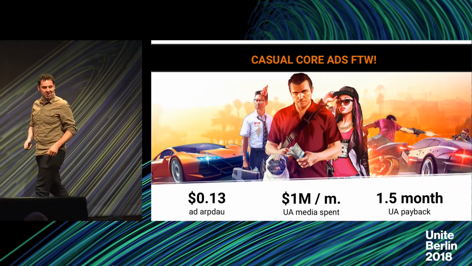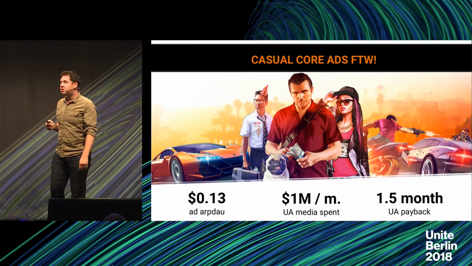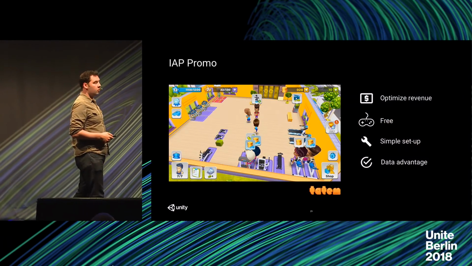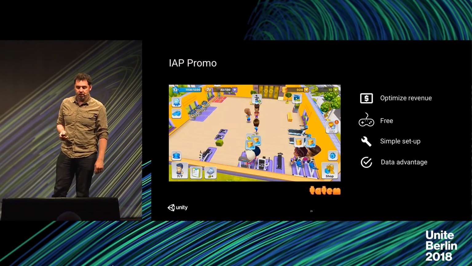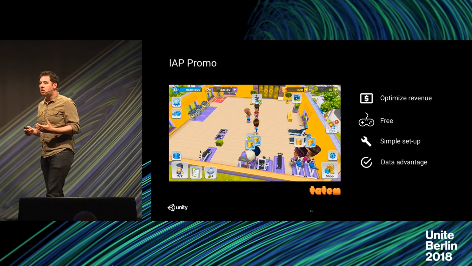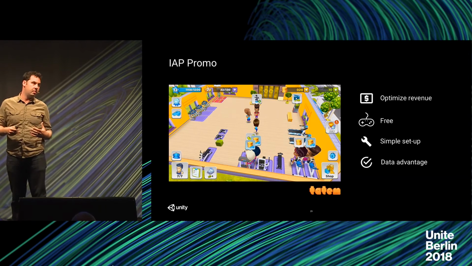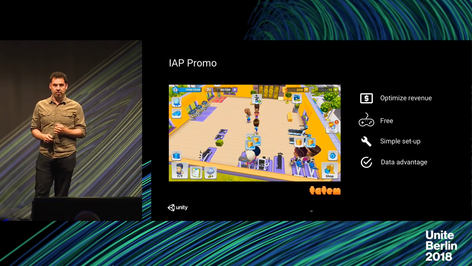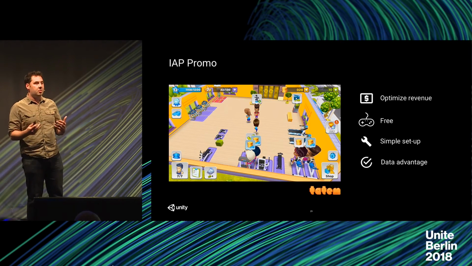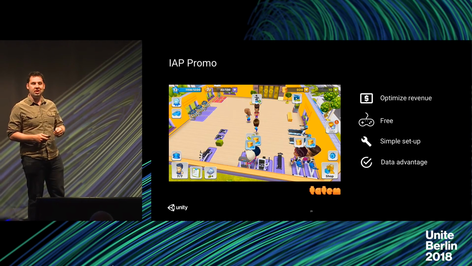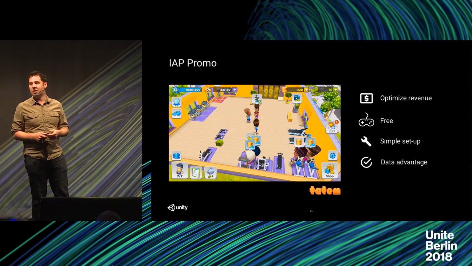Thanks a lot, Nick, for sharing those exciting results for us. Now I'm going to talk about a few more details of our latest products. Let's start out with the IAP promo. IAP promo is a new way to monetize your users. We use a server-driven system to target the right player at the right time with the right message. This is a little bit similar to typical advertising, where you're walking down the street and you see an ad for McDonald's. You say, hey, maybe I want to go to McDonald's.